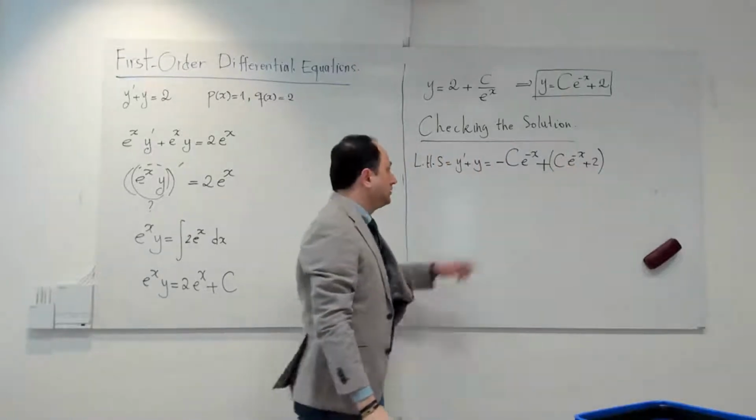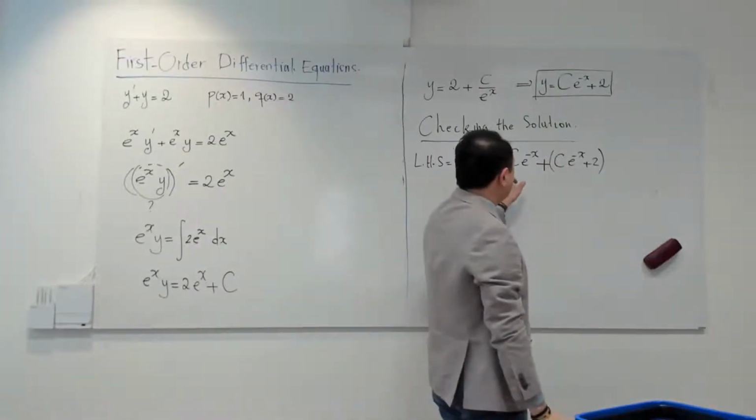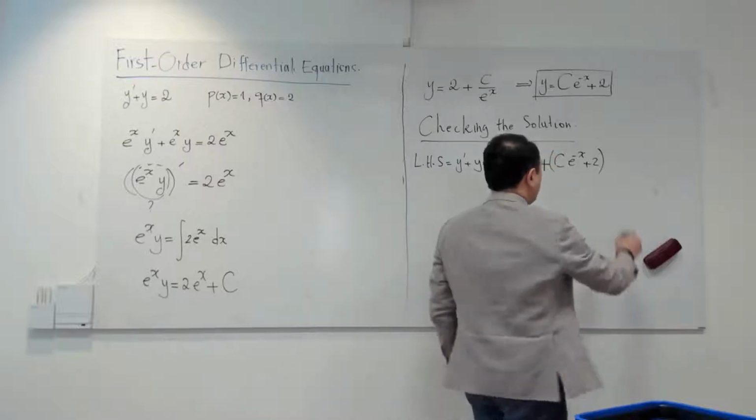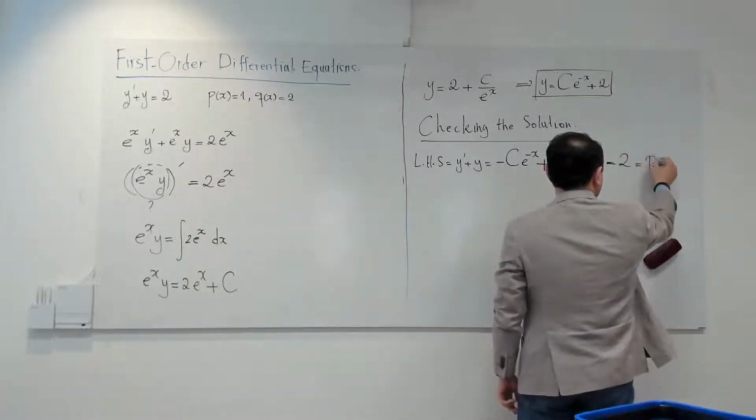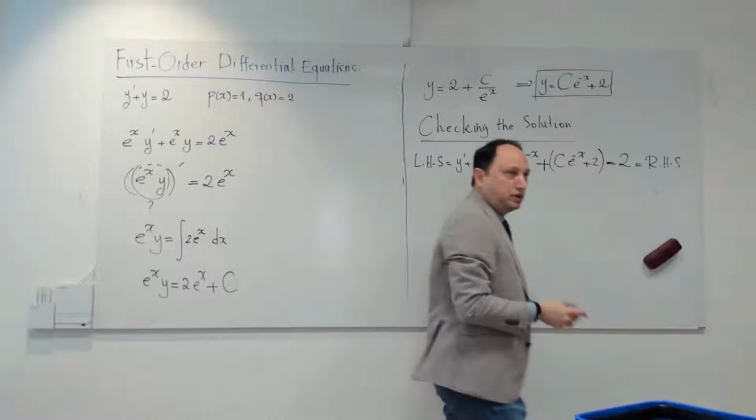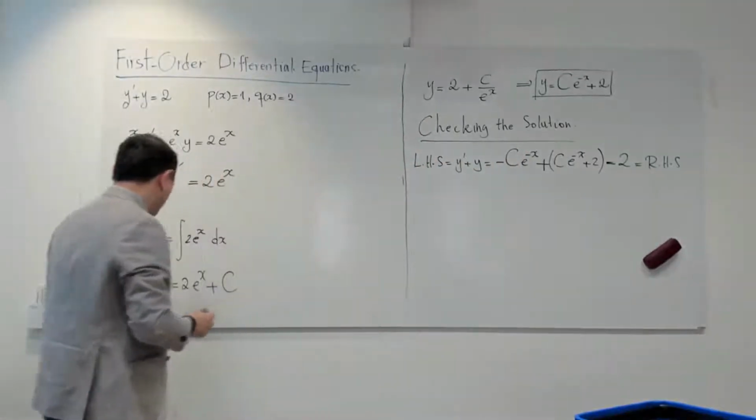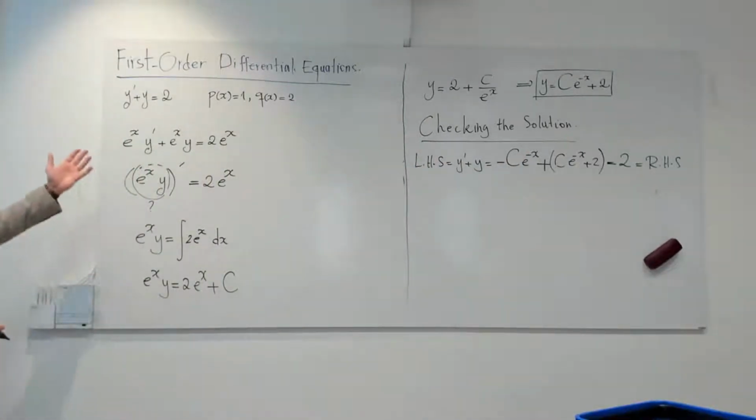Yes? And then if you see this one and that one, regardless of the value of c, it's gone. And what is left for me is just 2, and that's exactly the right-hand side. So you don't need to check it, because what we have done is completely correct. But this is the idea.